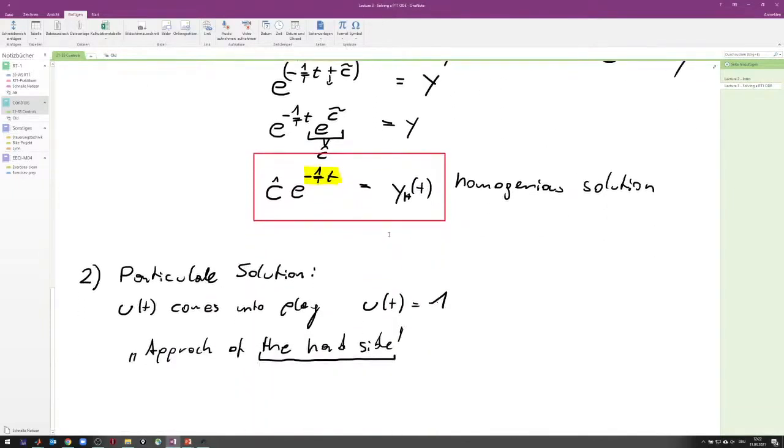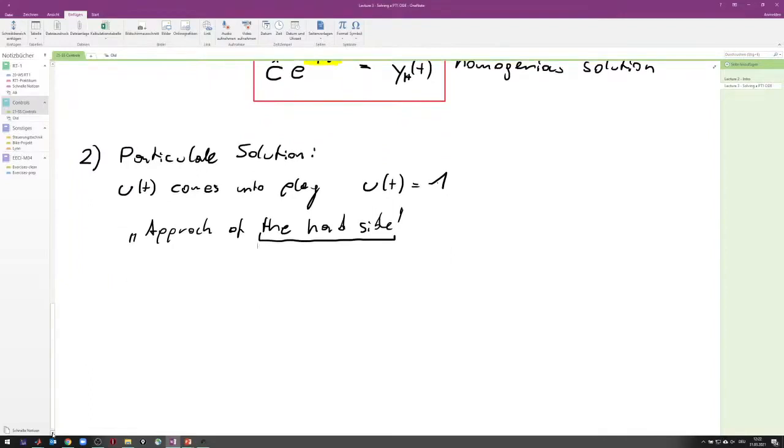And the approach of the right-hand side just means as our system is linear, our particular solution somehow needs to look similar to this right-hand side. Okay, so our right-hand side is simply 1. It's a constant. We know it's a linear system, so our particular solution is also constant. We don't know what the constant is. We only know that it needs to be constant because this is the property of a linear system. I guess you have learned this in your math lecture.